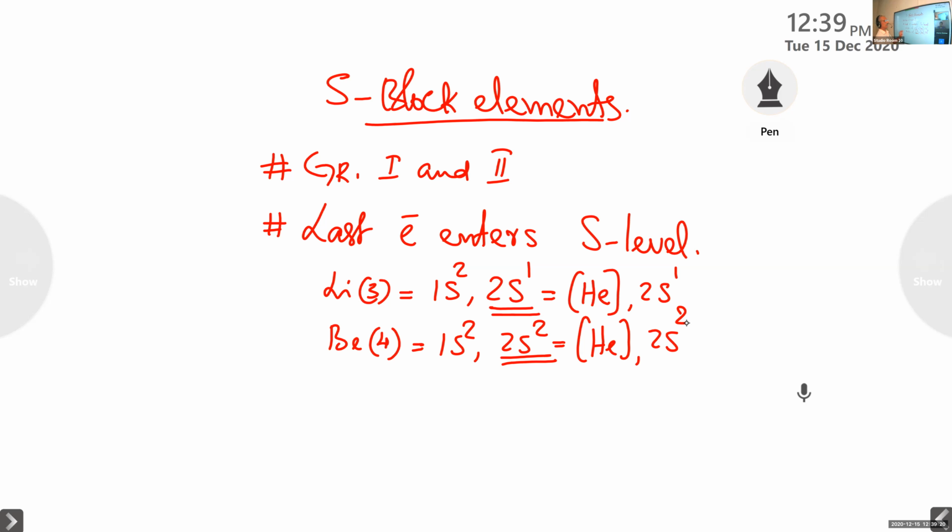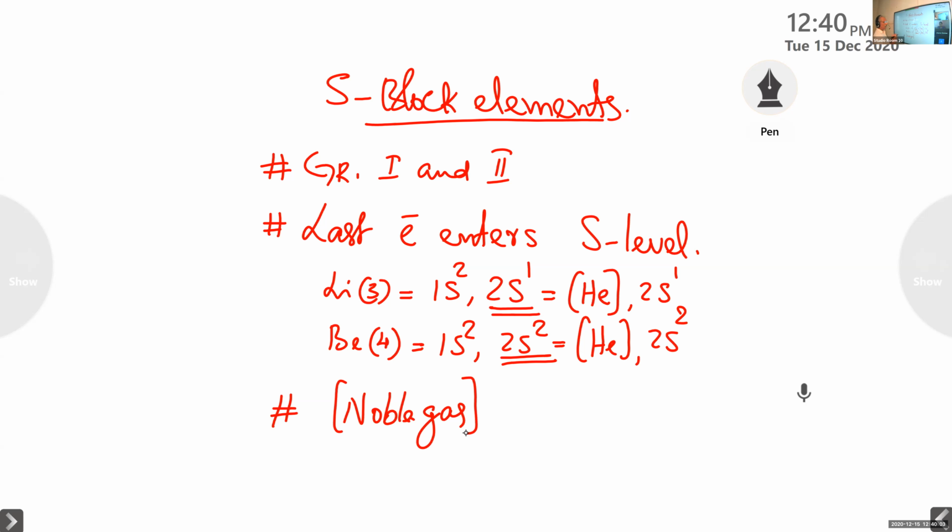So what is there in the inner core? In the inner core, there is the noble gas configuration. In this case the noble gas is helium, maybe neon, argon, etc. So there will be the inner core of a noble gas. So we can write the general electronic configuration like this: the inner core of a noble gas.